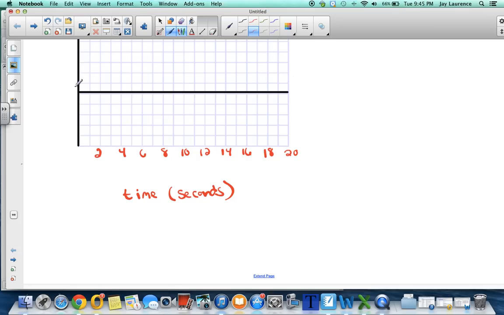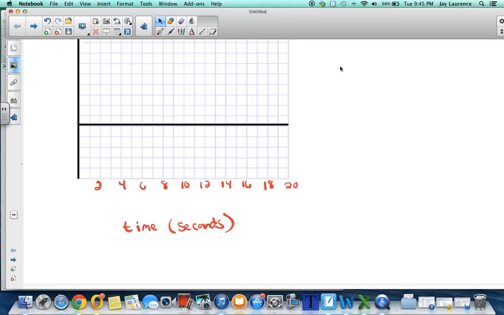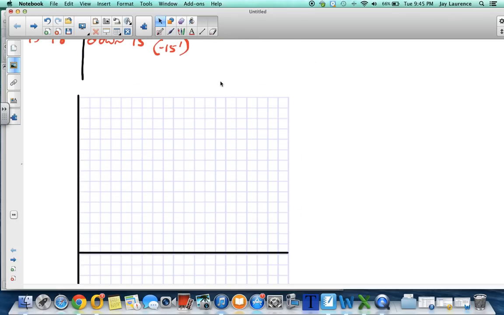Now along the y-axis, that's going to be my elevation. I can't seem to get that to move. Hold on a second. There we go. So this will be the elevation, and that'll be in feet. I'll do that in green. Elevation in feet. And I'm going to turn that vertical and put it over here.